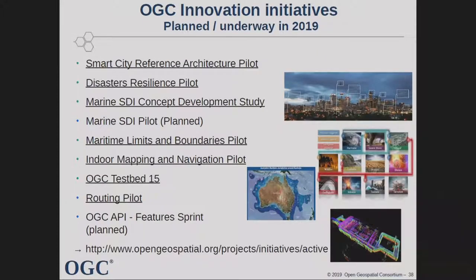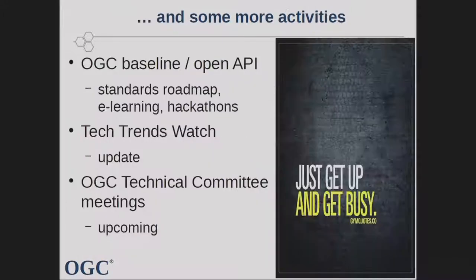Here you get an idea what topics we are addressing in the innovation program. It's from smart cities, a reference architecture pilot in North America, marine SDI concept development studies, a maritime limits and boundaries pilot. We work together with IHO, the International Hydrographic Organization. Indoor mapping and navigation pilot, routing, Testbed 15 is ongoing, and we plan some sprints on the OGC API activities. If you want to learn more, there's a link where you can read about these initiatives. Open API, you will hear about that later.